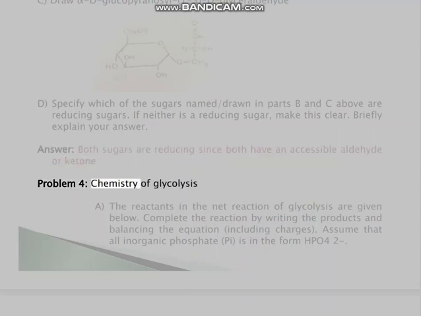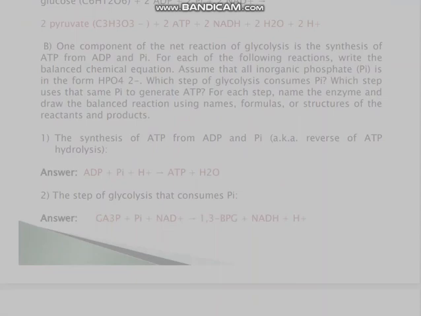Problem 4. Chemistry of glycolysis. A. The reactants in the net reaction of glycolysis are given below. Complete the reaction by writing the products and balancing the equation, including charges. Assume that all inorganic phosphate Pi is in the form HPO4 2-. Glucose C6H12O6 plus 2 ADP plus 2 Pi plus 2 NAD+ gives 2 pyruvate C3H3O3- plus 2 ATP plus 2 NADH plus 2 H2O plus 2 H+.